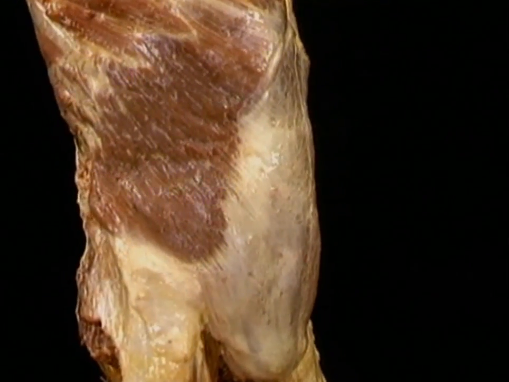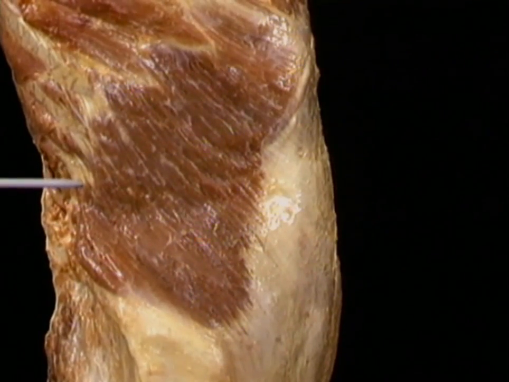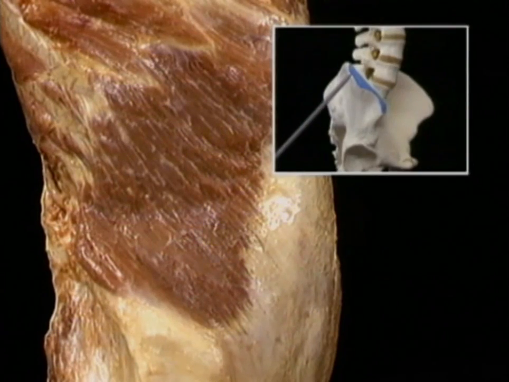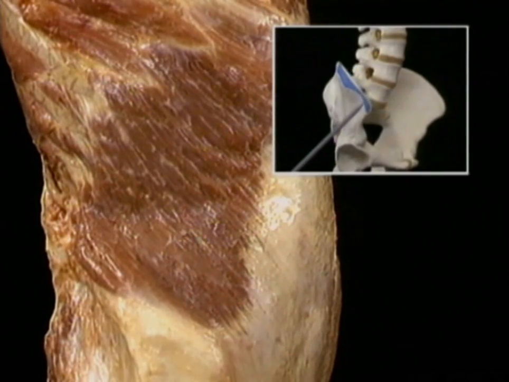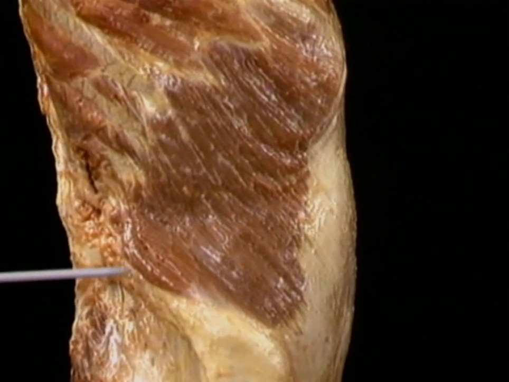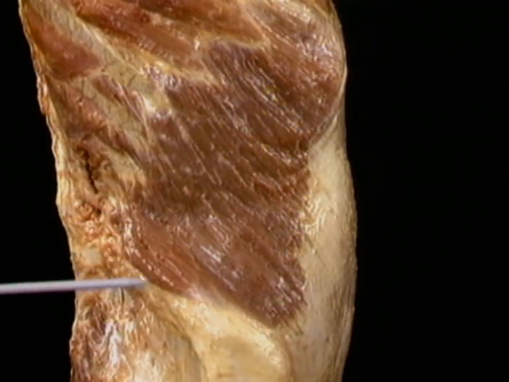The part of the external oblique that arises from the 10th to the 12th ribs remains fleshy from its origin to its insertion. It inserts along the outer edge of the anterior half of the iliac crest. Here, at the back, the external oblique has a short free border between the 12th rib and the iliac crest.